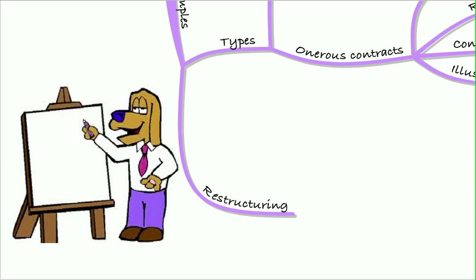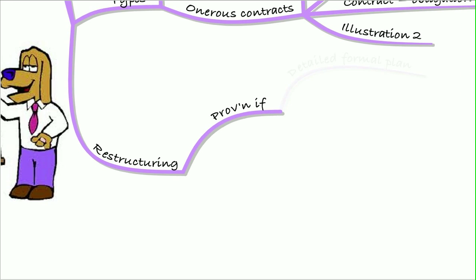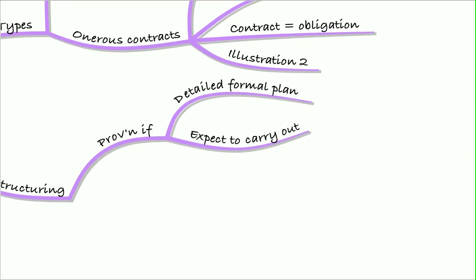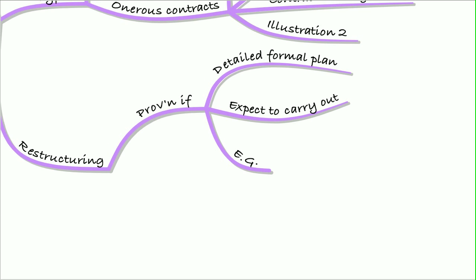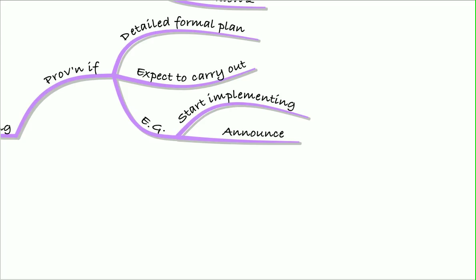Remember restructuring? Well, if the entity is restructuring, that will entail some costs. Can we provide for those costs if we're going to restructure our business? Well, we can create a provision if we have a detailed formal plan that's not going to change, and we've created an expectation that we will carry out that plan. That expectation would be expected if we had started to implement the plan or we had announced it formally. So if there's a detailed formal plan that's not going to change and we've announced it, then that would be an instance where we would create a provision.